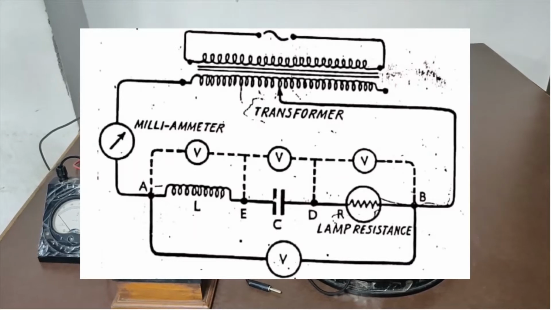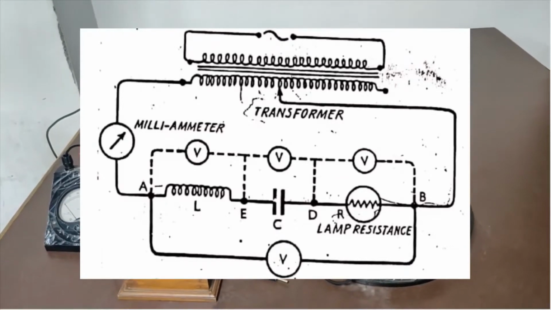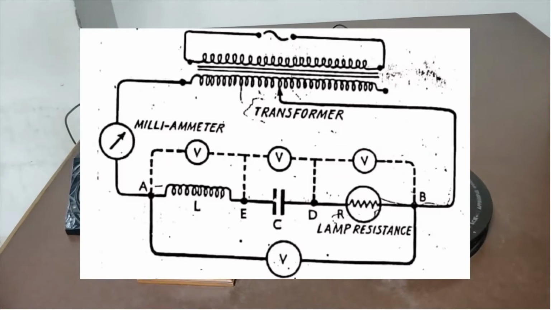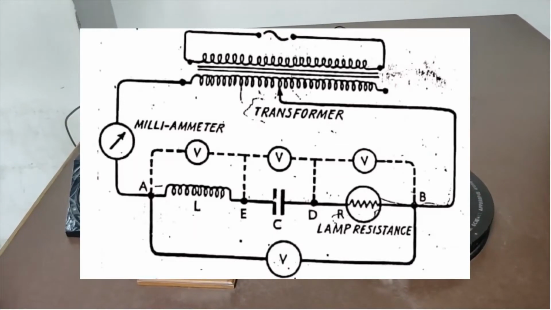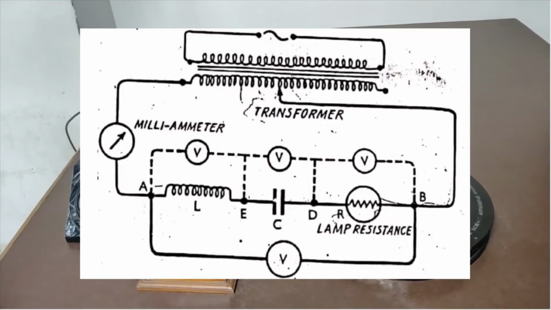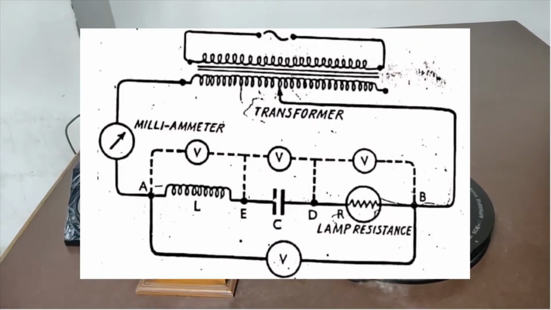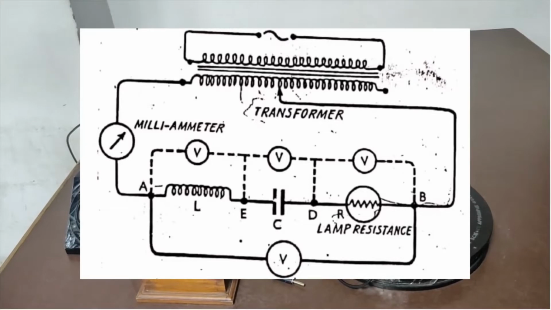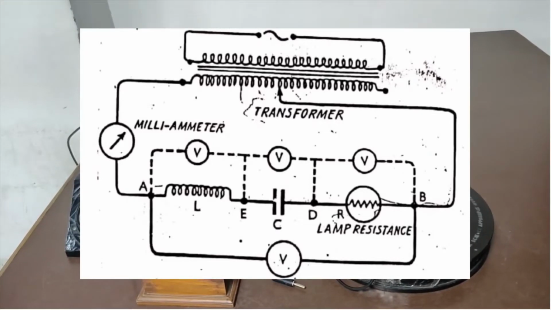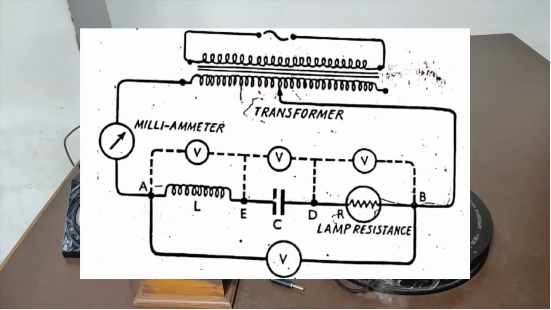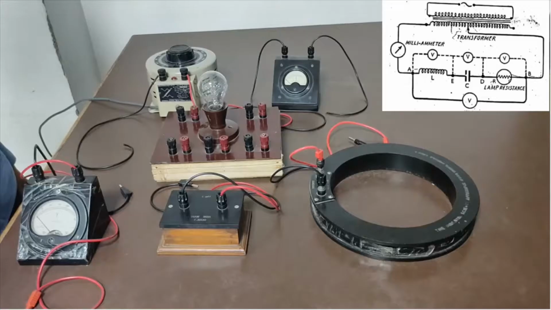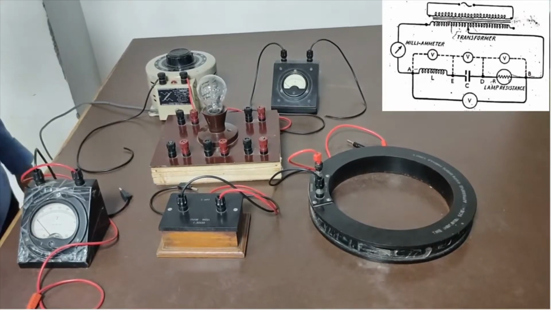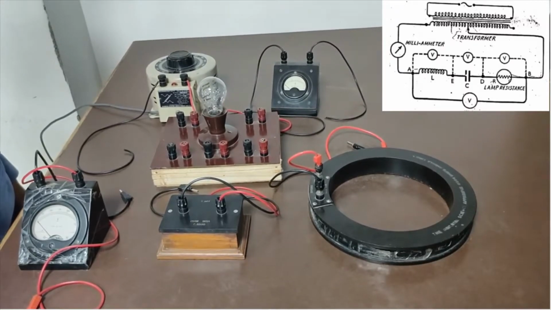So now let us start with the procedure. This is the circuit diagram which we have to follow. In this, R is the resistance, C denotes the capacitor, L symbolizes the inductance coil, V is the voltmeter. So LCR are connected in series with the transformer and ammeter in this circuit diagram. Now let us start performing the experiment following this circuit diagram.